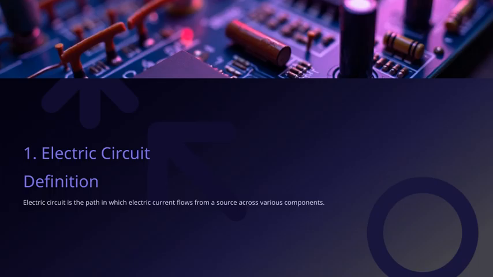This path starts from a source, like a battery or a power supply, and then travels across various components such as resistors, switches, and bulbs. The key idea here is that the current needs a continuous loop to keep flowing. Without a complete circuit, electricity can't move and devices won't work.